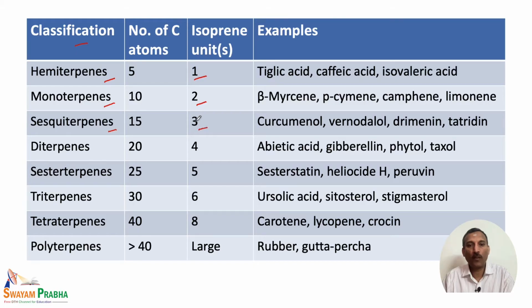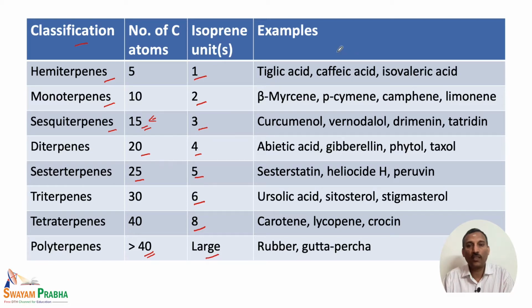So we can multiply the number of isoprene units by 5 to get the number of carbon atoms that will be present in that particular group. So sesquiterpenes generally have 15 carbon atoms. Diterpenes have 4 isoprene units or 20 carbon atoms. Sesterterpenes have 5 isoprene units or 25 carbon atoms. Triterpenes have 6 isoprene units and tetraterpenes have 8 isoprene units. Polyterpenes generally have a large number of isoprene units, that means they have more than 40 carbon atoms.